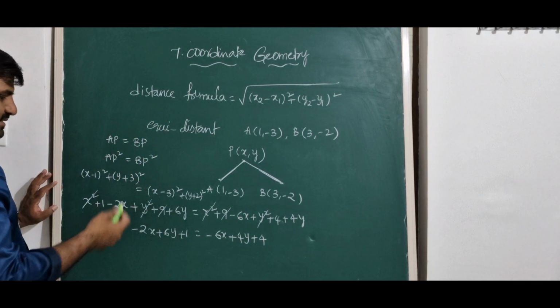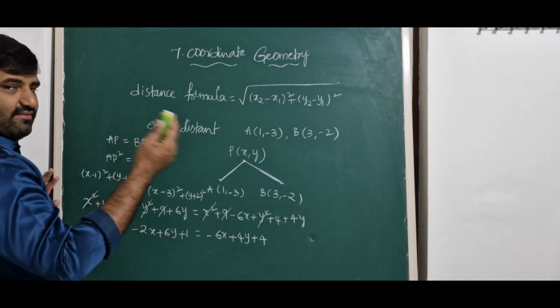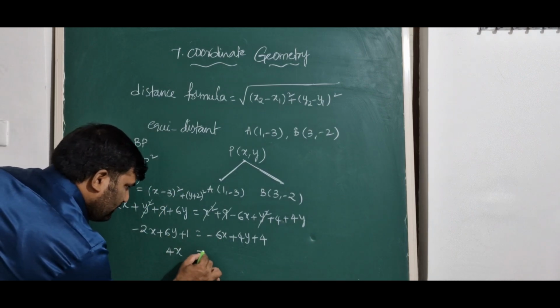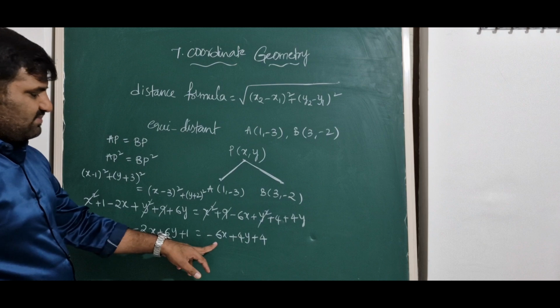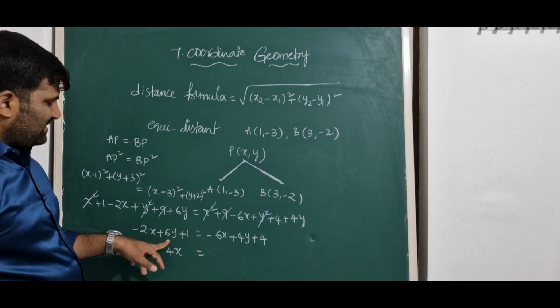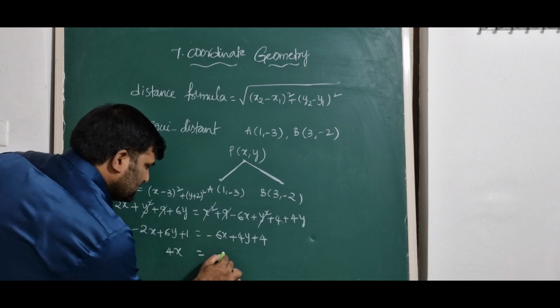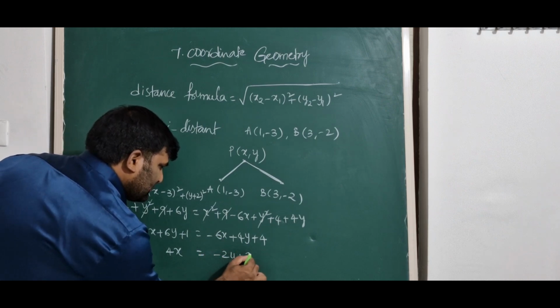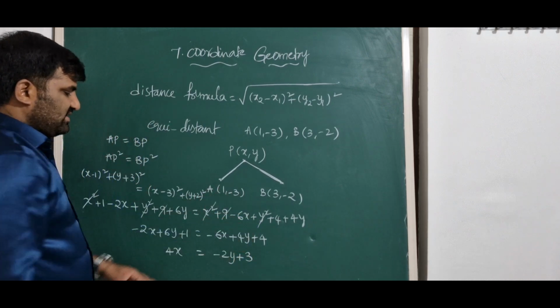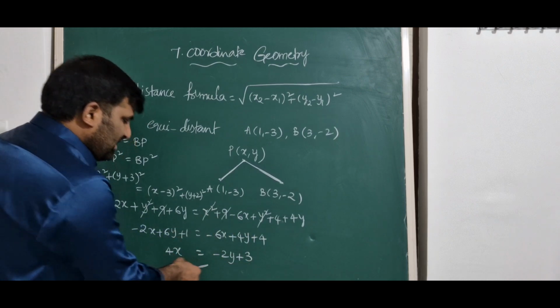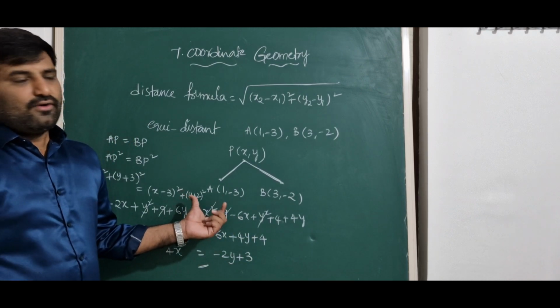Now transpose all x terms to one side and y terms to the other side. Directly transposing here, you will get 4x. How will you get 4x? Minus 2x, this minus 6x will become plus 6x. 6x minus 2x is 4x, which is equal to minus 2y plus 3. 4y minus 6y is minus 2y. 4 minus 1 is 3. Now this is the relationship between x and y.